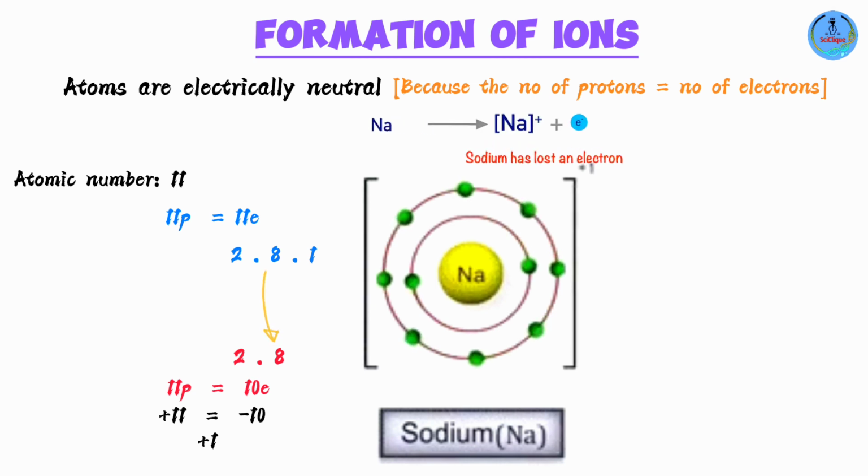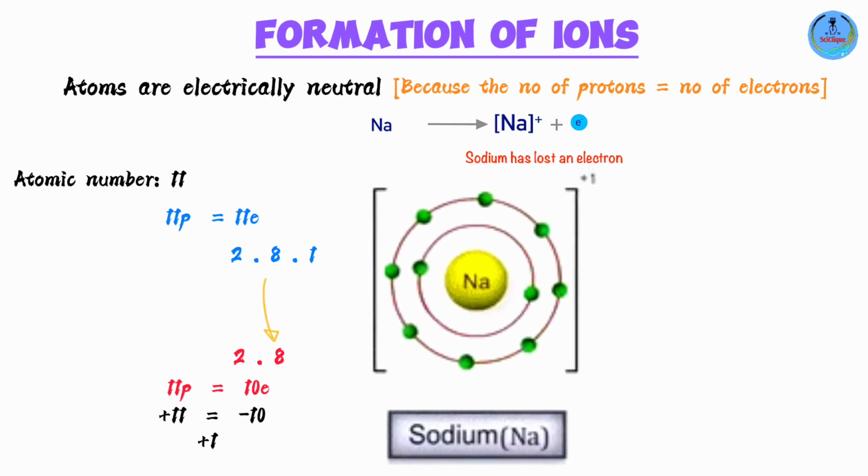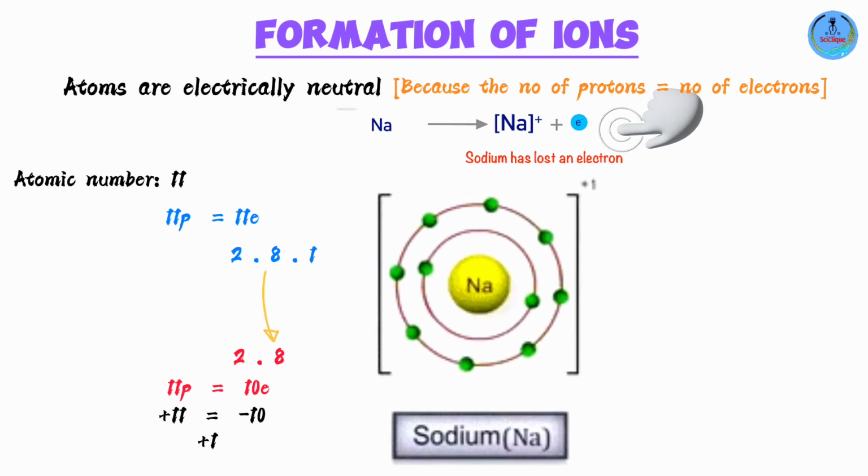Now the equation that is used to represent this is as such. So a sodium atom loses an electron to form a sodium ion. When you see an electron on this side of the arrow, it means that that electron has been lost. Don't let the plus sign fool you.